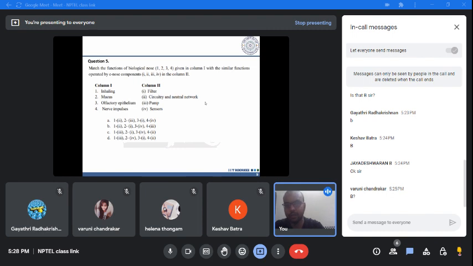So please, if you can match column 1 to column 2, then you can tell me the answer. And here you can use your common sense also if you don't know. I'm waiting in the comment box if you can answer. Okay, so inhaling, what will be the column 2 function? Filter, circulatory and neural network, pump, sensor. So Helena is saying C. Okay, anyone?